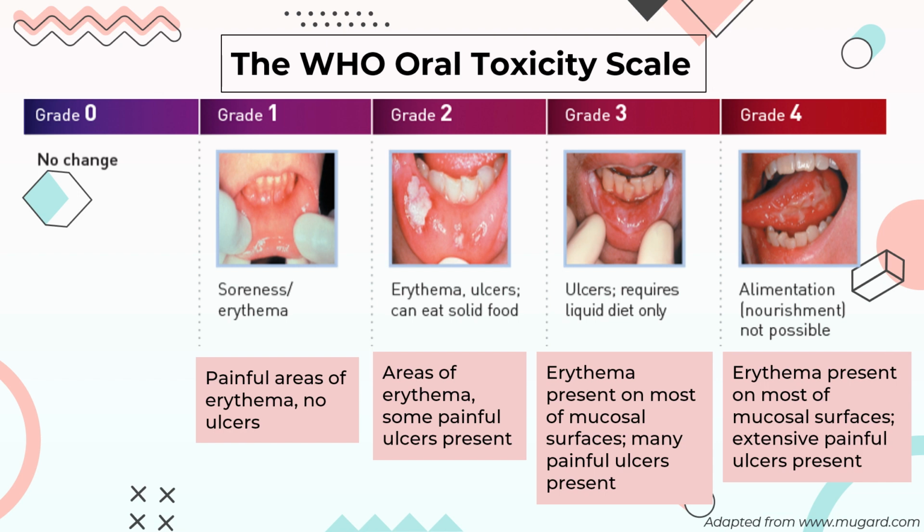In grade 3, the erythema is present on most of the mucosal surfaces and there are many painful ulcers present. Due to the presence of the painful ulcers, the patient can require a liquid diet only. And last but not least is grade 4. The erythema is present on most of the mucosal surfaces and extensive painful ulcers are present. Due to that, alimentation or nourishment is not possible.